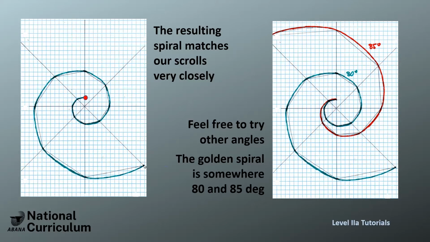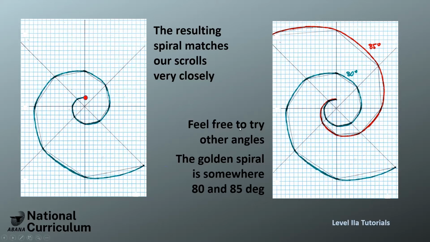I tried a couple different angles, and it happens that this 80-degree spiral matches pretty much exactly what we have on the level 2 grill. The inner part matches perfectly, and on the outside, our level 2 is a little tighter than the spiral.